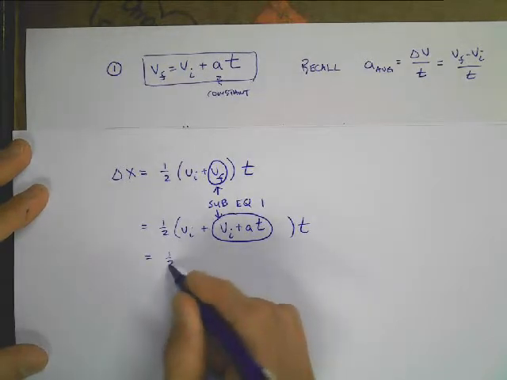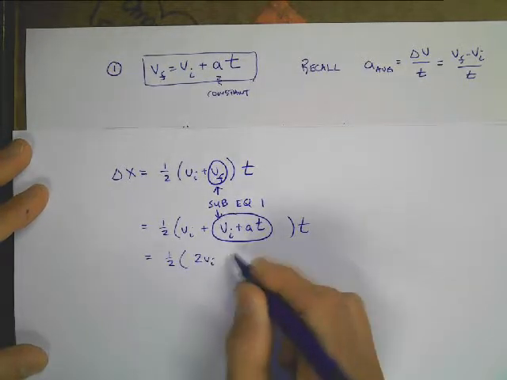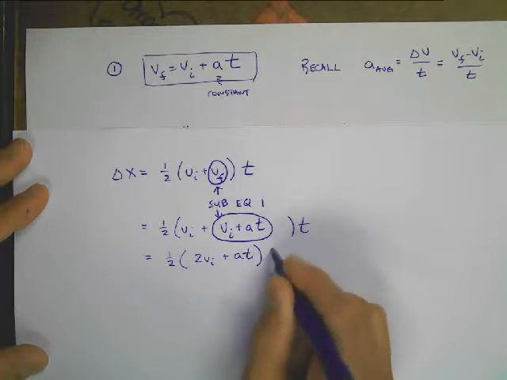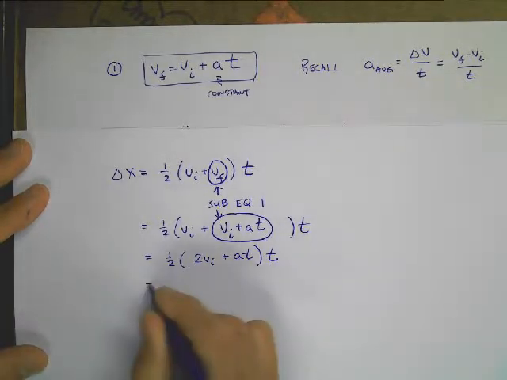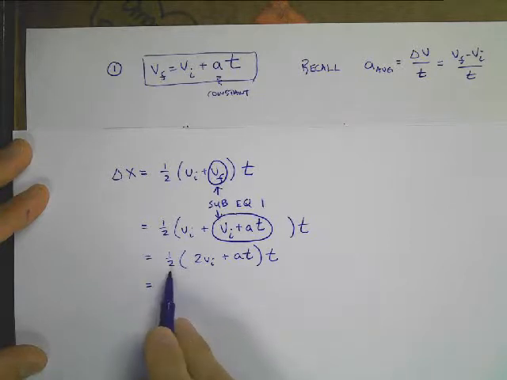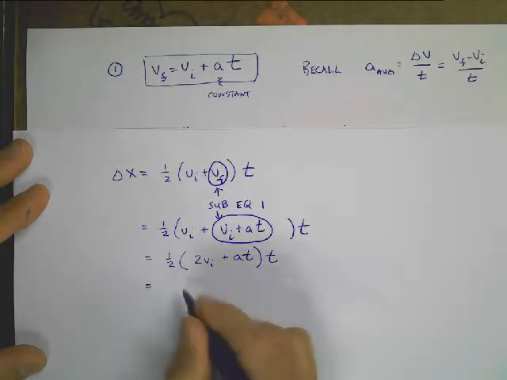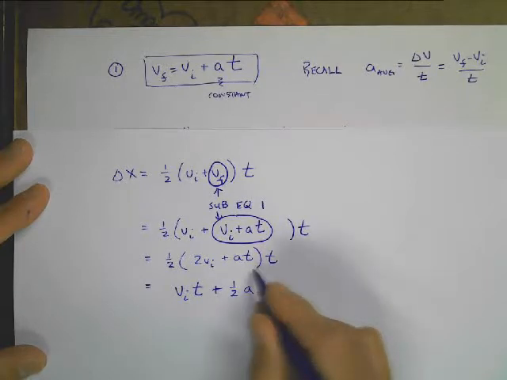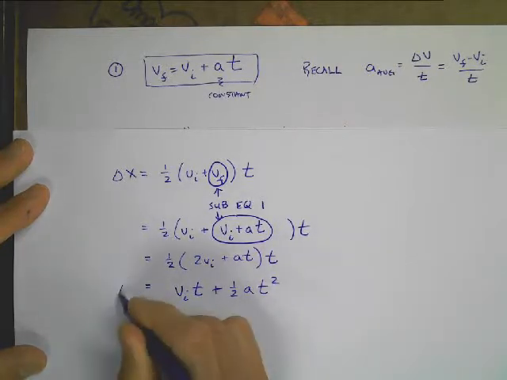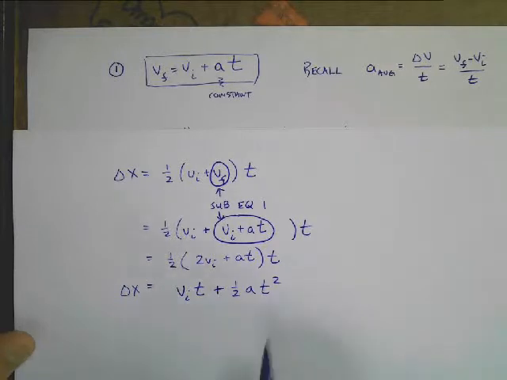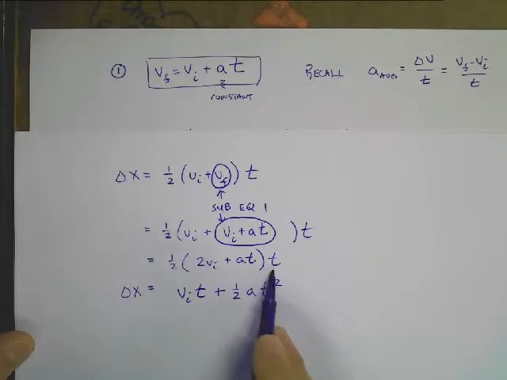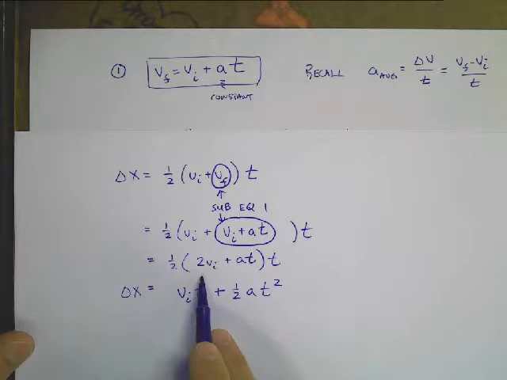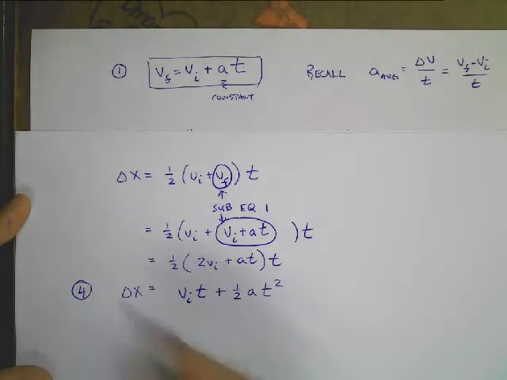So let's simplify. That becomes 1/2 times 2 v initial plus at, times t, and then I'll distribute. 1/2 times 2 is 1. There's a t in there, so I end up with v initial t plus 1/2 times a times t squared. Okay, so that t, it squares here. It doesn't square on the first term. Now, this is actually equation 4, and we didn't write 3 yet, but this is 4.